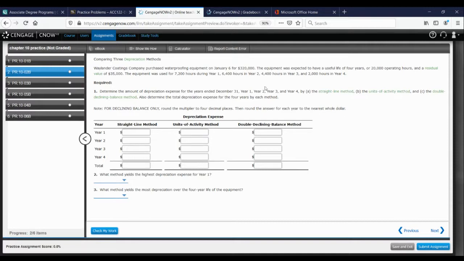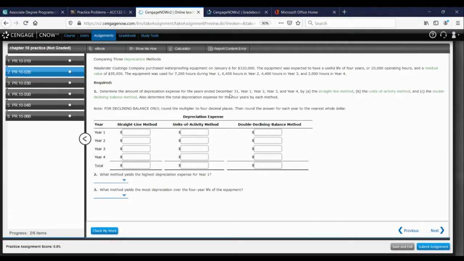First of all, it's always important to read your instructions. We're going to be the Waylander Coatings Company, and we're buying waterproof equipment on January the 6th. When you're working depreciation problems, it's always important to look at your dates. In this particular problem, we're going to be depreciating for a full year. You'll notice that it starts on January the 6th, and we're going to be depreciating until December the 31st of each year.